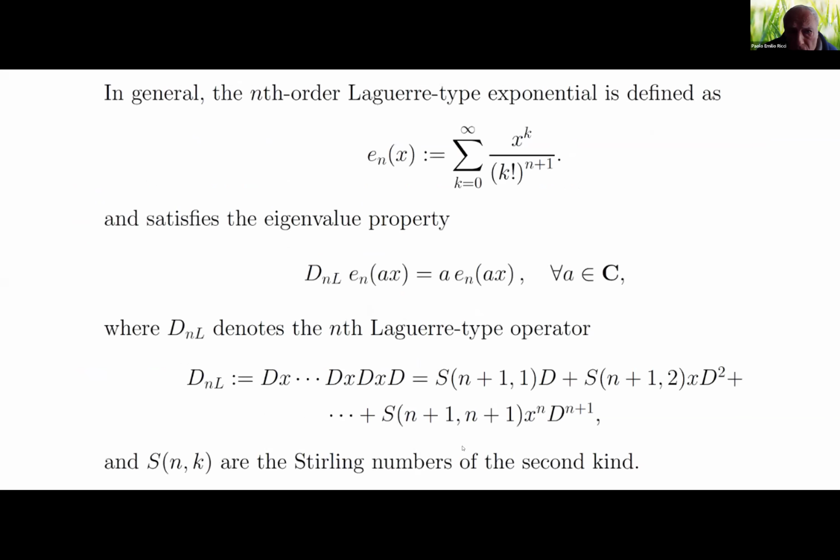Another generalization is the nth order Laguerre-type derivative, in which the denominator is raised to the power n plus 1. This is the nth-order Laguerre-type operator, which is given by a formula like this, more complicated, in which there are several derivatives multiplied by coefficients, which are Stirling numbers of the second kind. This function satisfies a similar equation in which, if you apply this operator to this function here, you recover the same function multiplied by the parameter.